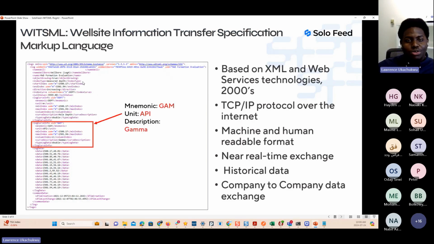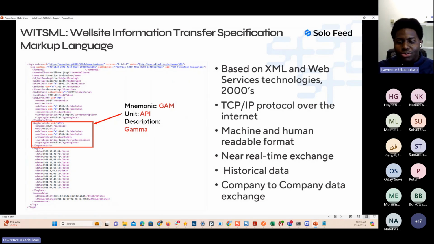So then we have WITSML, which is Well Site Information Transfer Specification Markup Language. This is essentially the next version, where they went from WITS to WITSML, and it is based on the XML language. It was developed in the early 2000s, and it is done via a protocol over the internet, your typical TCP/IP. In this case, it's near real-time exchange, so you have 1 second, 5 second, 10 second, depending on who your WITSML provider is.